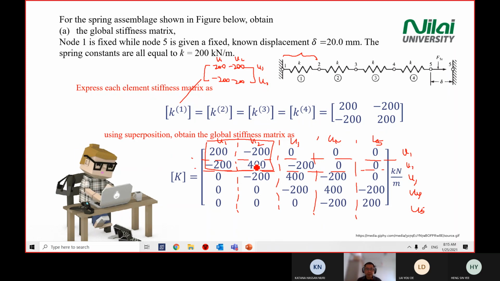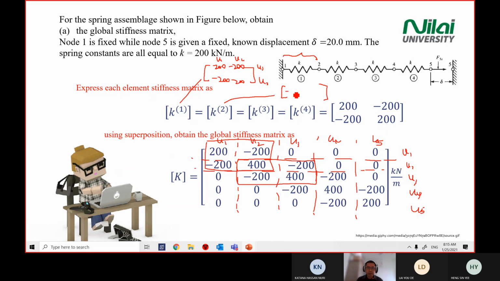Why here you see 400? Because there's an overlapping of another matrix. Okay, here 400 means there's a 200 here, 200 plus 200, right? Because it's a combination. This one is because of K2, because your K2 matrix consists of U2. K2 means element 2. You are having node 2 and 3, so U2, U3. That's why you fill in the number here. That's why you have 400, 400 here.